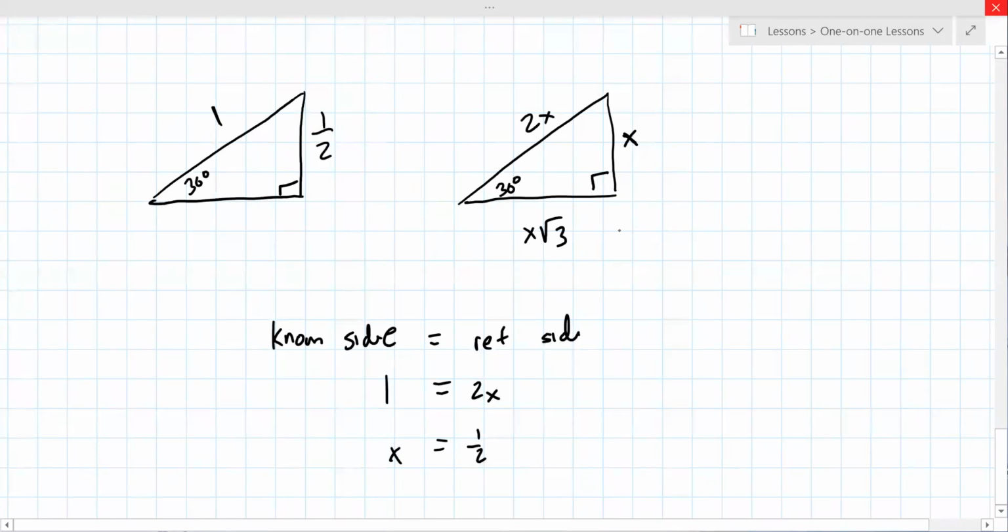And then the long leg right here, this is the long leg. It's always the short leg times the square root of 3. So 1/2 root 3. I'm going to just clean up and write it this way, square root of 3 over 2.